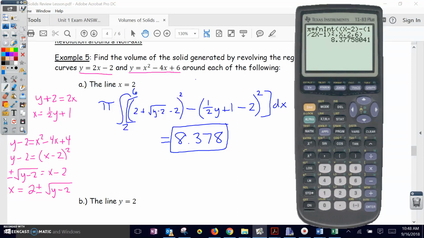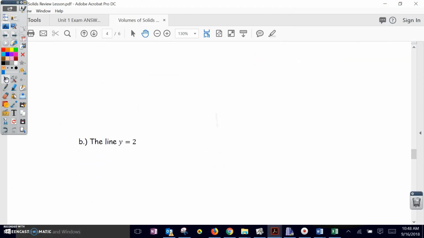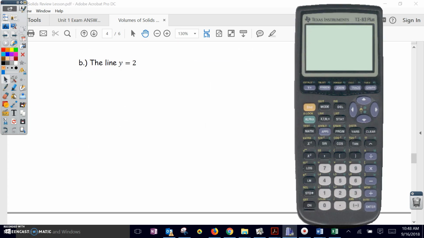Next we're going to look at part B. So let's go ahead and move on to part B. We've got the same curves graphed, but now we're revolving around the line y equals 2, which is a horizontal line. Since that line is parallel to the x-axis, I'm going to treat it as if I'm revolving around the x-axis. So everything in my integrand should be in terms of x.